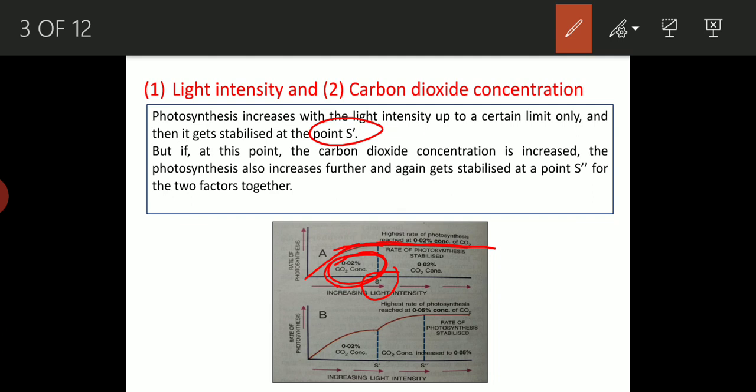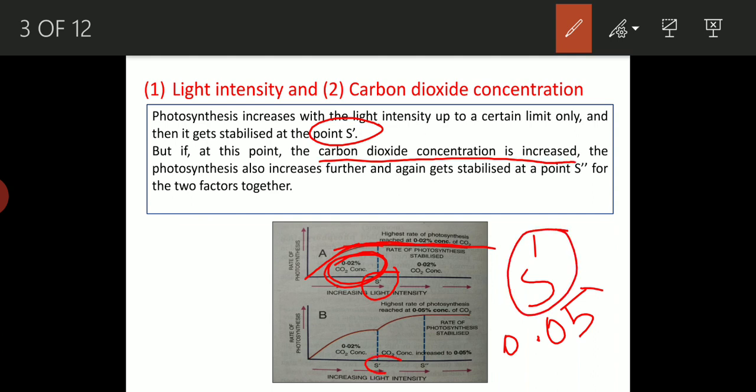But at this point S prime, if the carbon dioxide concentration becomes 0.05%, previously it was 0.02%, and now if the carbon dioxide concentration is increased at this point S prime, then what will happen? Then photosynthesis will again increase. Then the rate of photosynthesis will further increase.